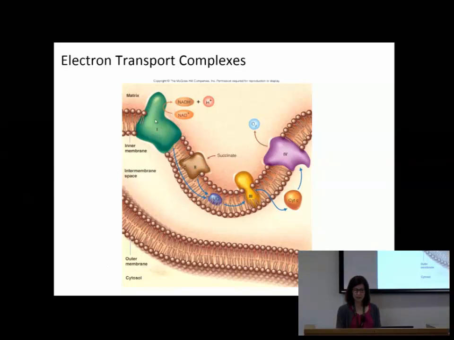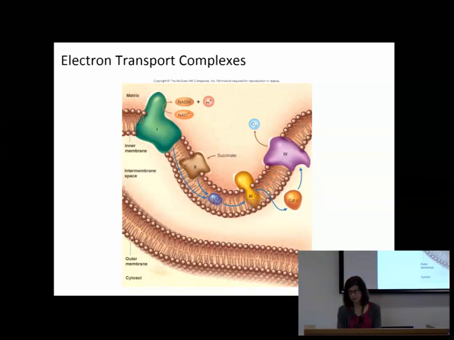Now, we said in the previous slide that complex 1 and 2 supply electrons to coenzyme Q. UQ is another way to write coenzyme Q. So coenzyme Q is also known as ubiquinone. UQ and coenzyme Q are the same thing. So notice that I said before that complex 1 and complex 2 give their electrons to coenzyme Q, or ubiquinone, and it travels inside the membrane, and then to complex 3.